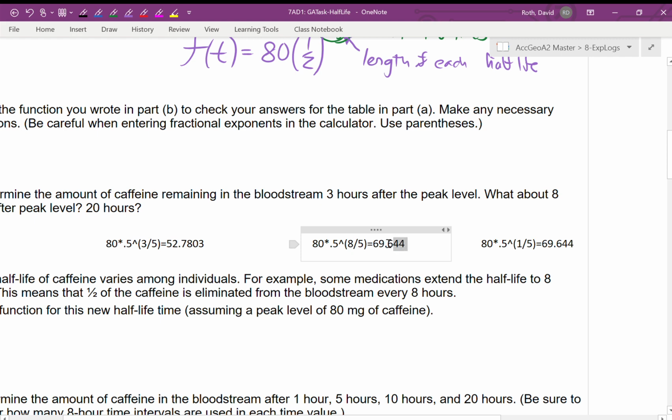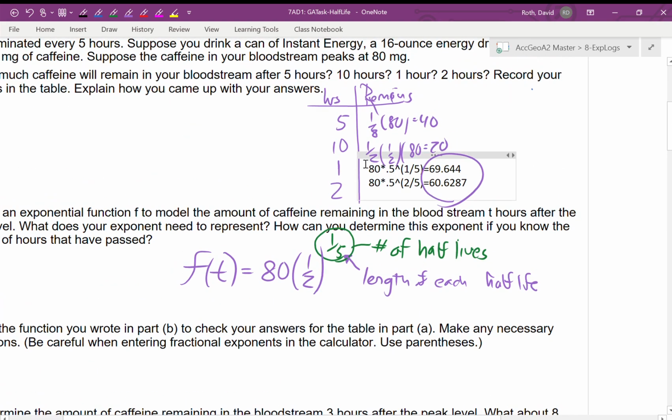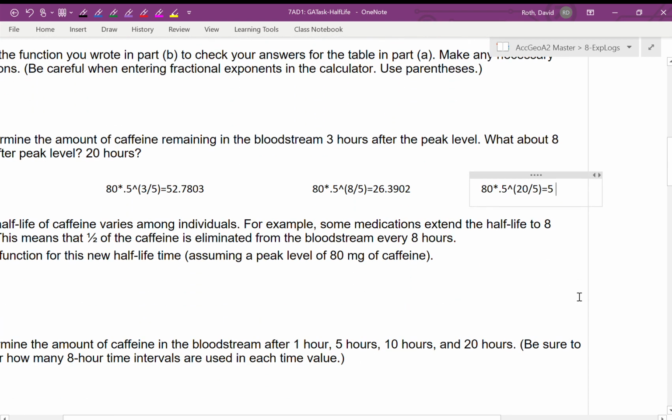Now these are not even numbers of half-lives. Of course, 8 hours should be somewhere in between the 5 and the 10 up here, so it should be somewhere between 40 and 20, and indeed it is. And I think this next one was 20 hours, right? 20 hours. Okay, 20 divided by 5. Actually, that's 4 half-lives, so it should be an even number, and it's 5. Cool. So we got that one, and that one, and that one.